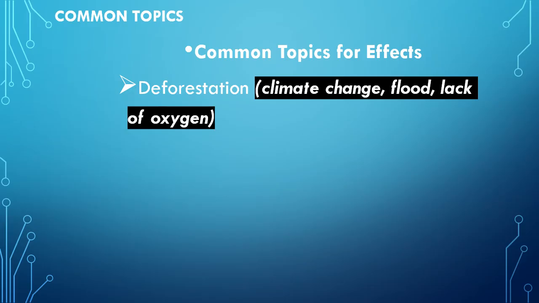Again, the word cause answers the question why something happens. The word effect answers the question what happens if somebody does something or when somebody does something, right? So what happens when we cut down trees? When people cut down trees too much, the effects would be climate change, flood, or maybe lack of oxygen. So these are the effects of deforestation.